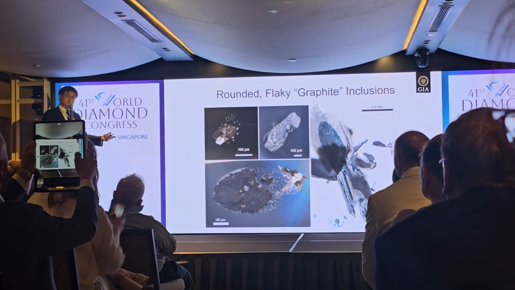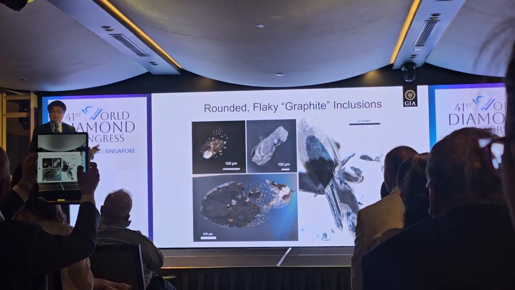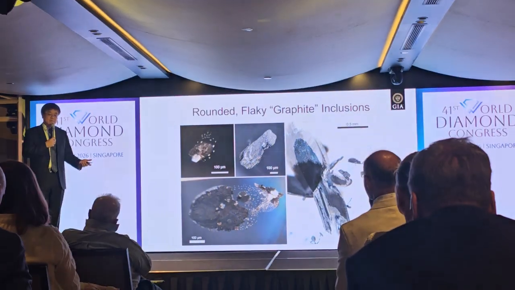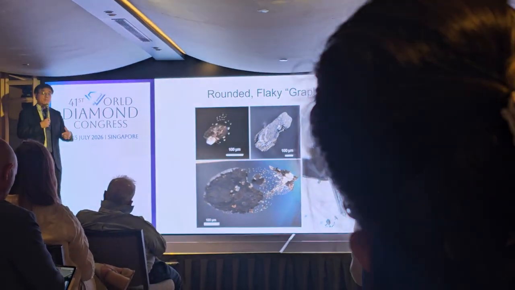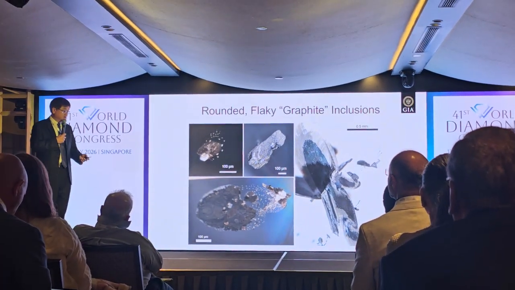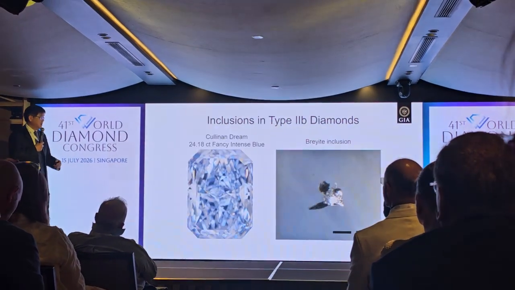And we find similar types of inclusions in many other big type 2A diamonds. So that means a big type 2A diamond formed in a metallic melt. That explains how this diamond could grow so big.